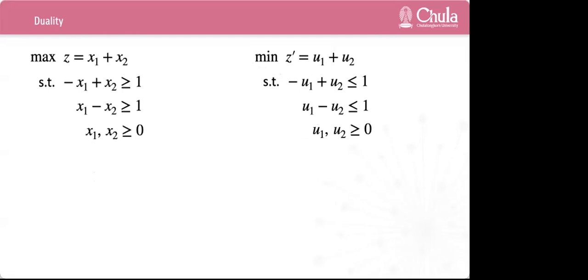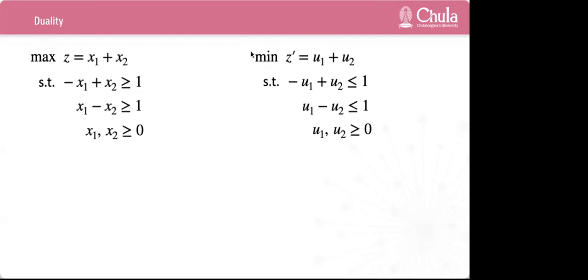You can try to convert it by yourself using duality. For example, the other example is: we maximize x1 plus x2, with constraints minus x1 plus x2 greater than or equal to 1, x1 minus x2 greater than or equal to 1, and x1, x2 positive. Convert it to the dual problem.